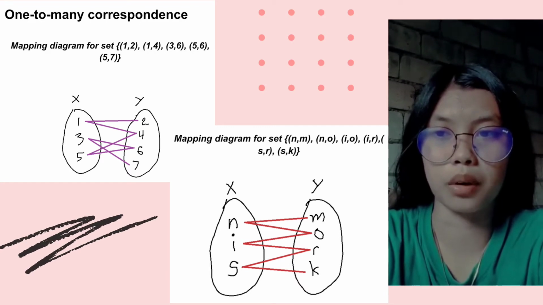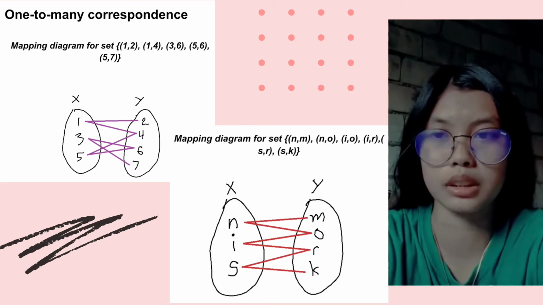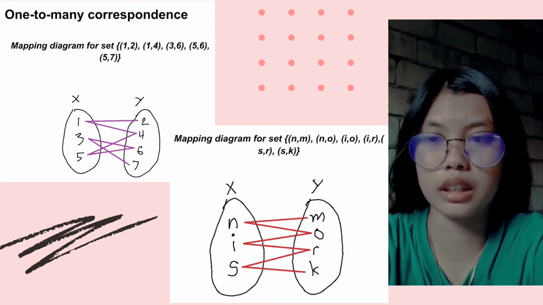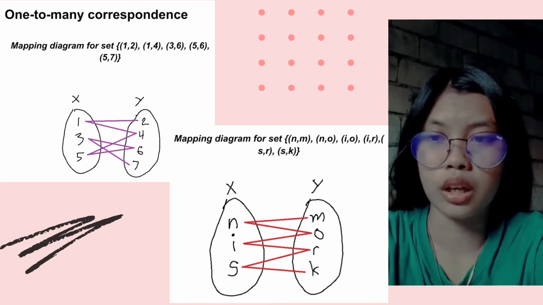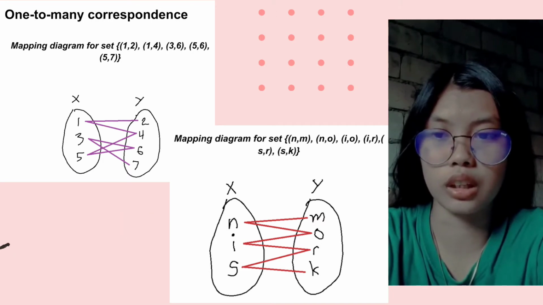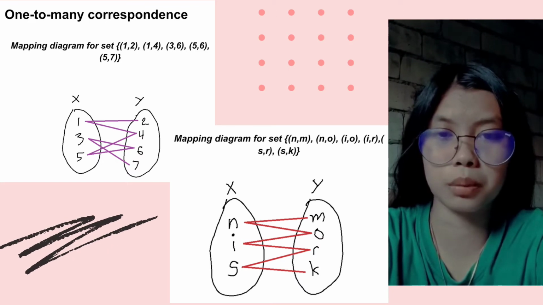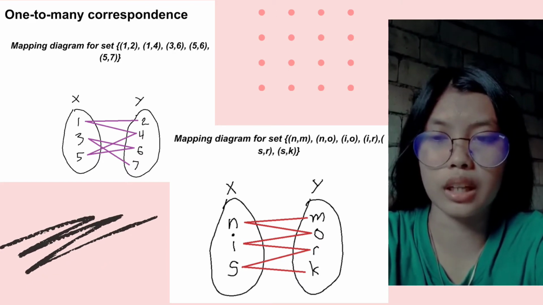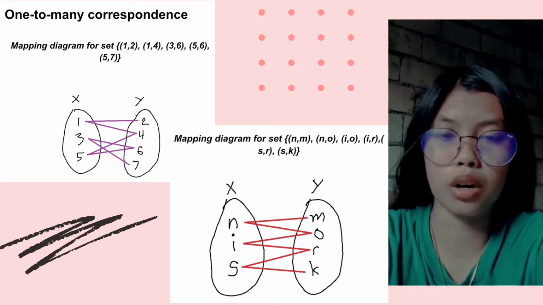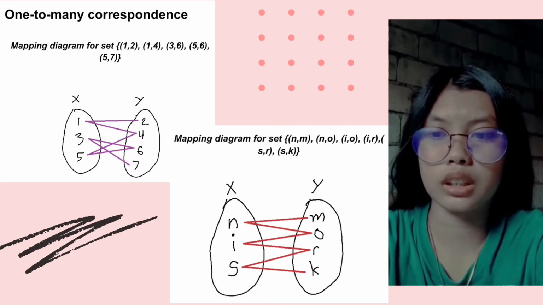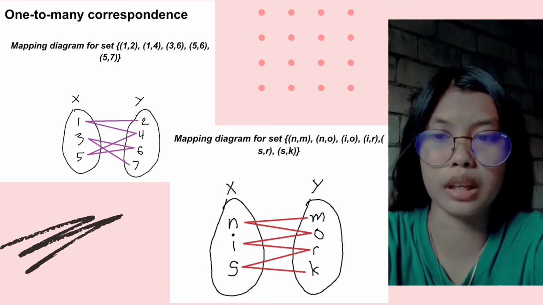One-to-many correspondence. Mapping diagram for the set 1 and 2, 1 and 4, 3 and 6, 5 and 6, 5 and 7. This time, the relation is one-to-many. Input 1 results in outputs 2 and 4, input 3 results in output 6 and 7, and input 5 results in output 4 and 6. A function cannot contain x values that equate to 2 or more y values because it creates confusion and breaks the convention of what a function should be.